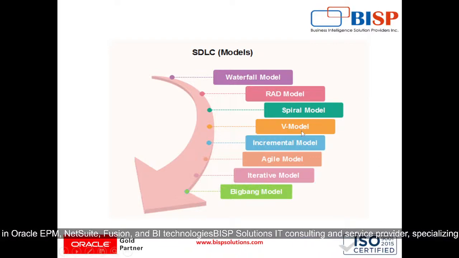Then the V model is validation and verification. Testing is planned in parallel with development phases, ensuring early validation. The limitation of the V model is that it is highly rigid and does not support changes after the testing phase starts, and it can be time consuming for small or simple projects.